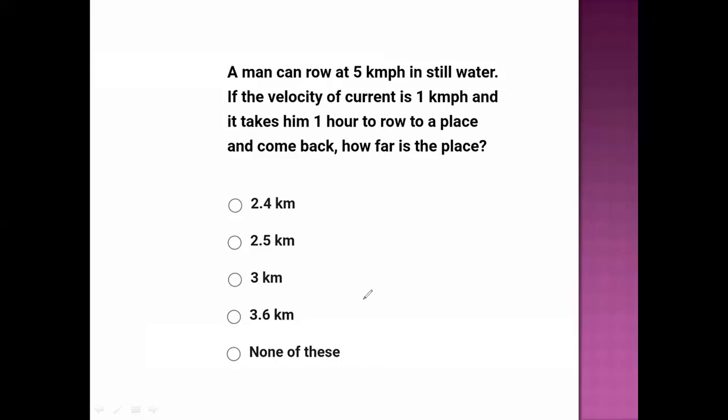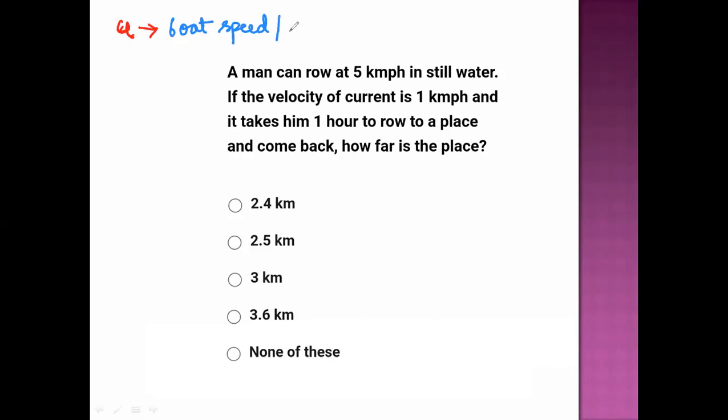So here, before moving on, we have to know that a person has to row. We are having two symbols. One is u. So what is u here? Usually we take u as the boat speed. So u is nothing but the boat speed.